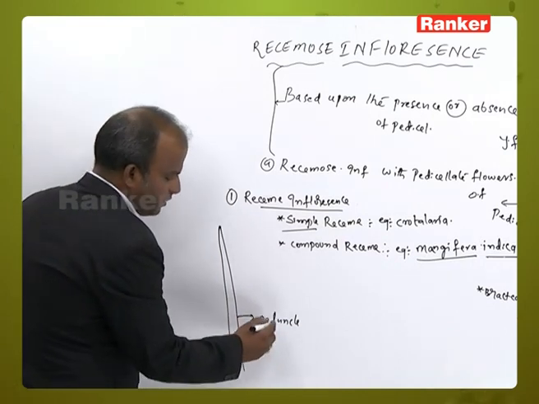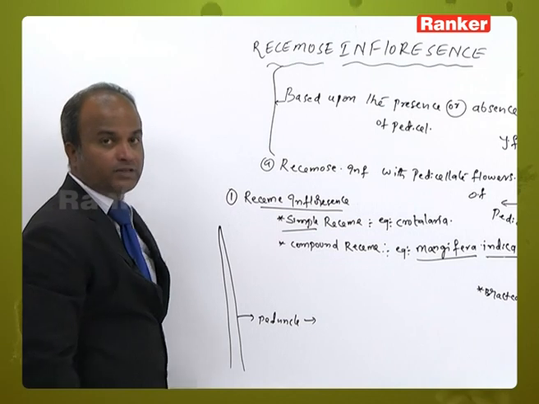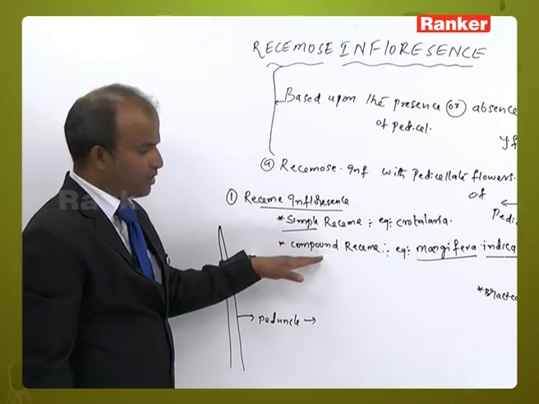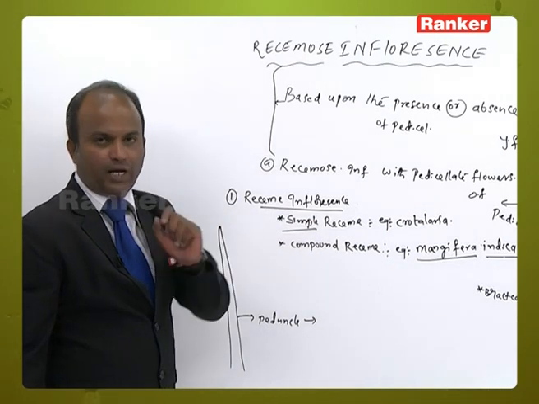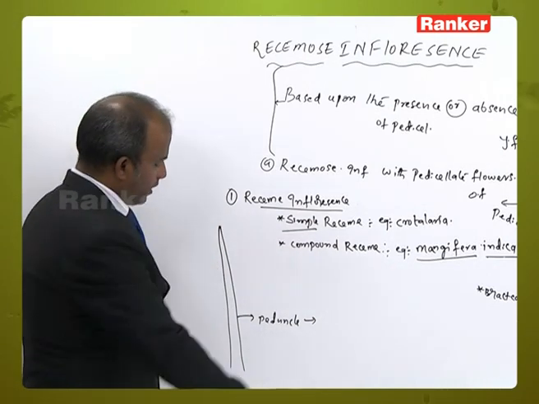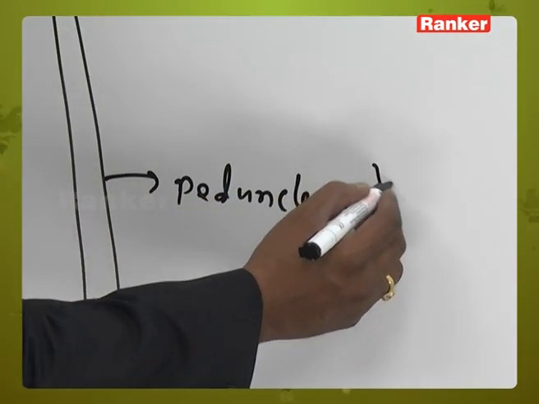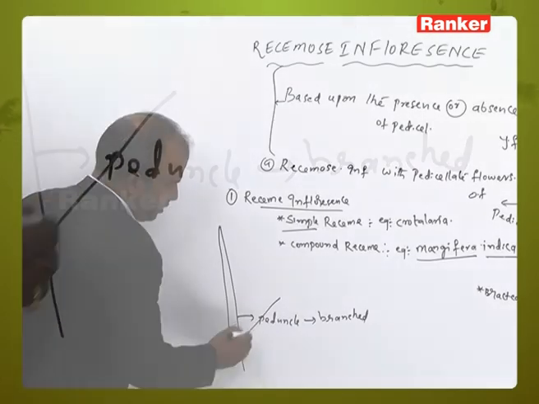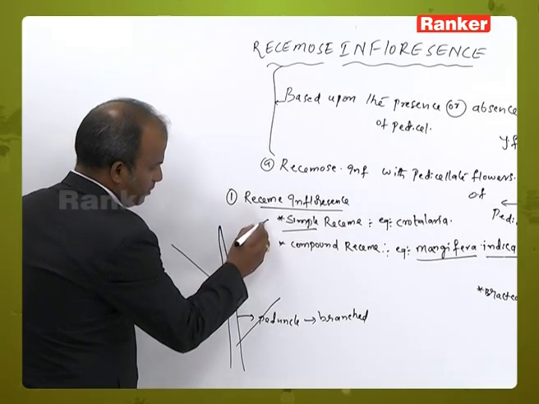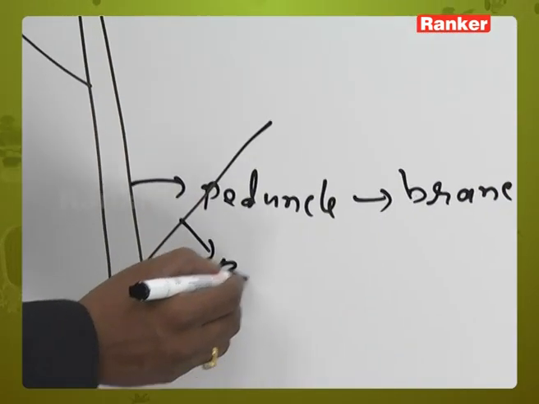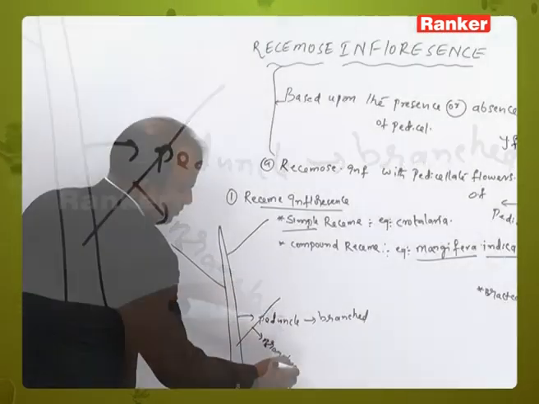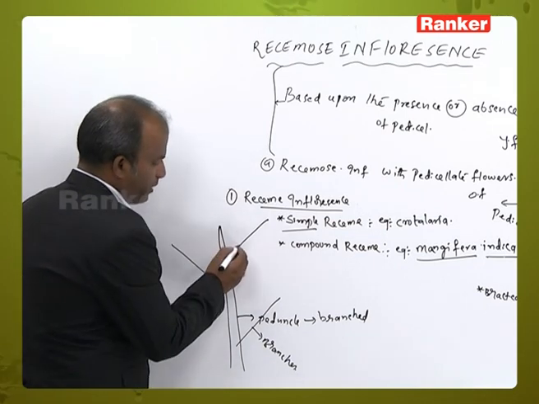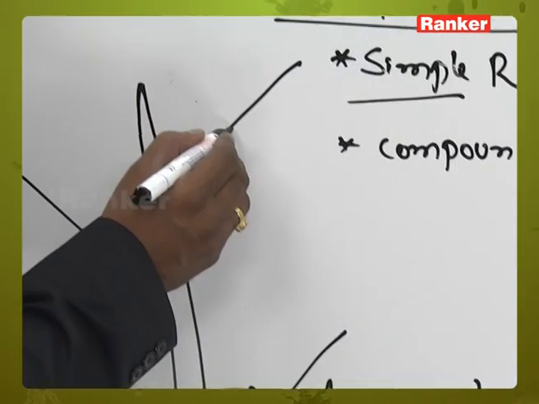And here the peduncle, whether it is branched or unbranched, as I already told you, simple means the peduncle is unbranched, whereas compound means the peduncle is branched. Here the peduncle is branched. That means these are the branches.